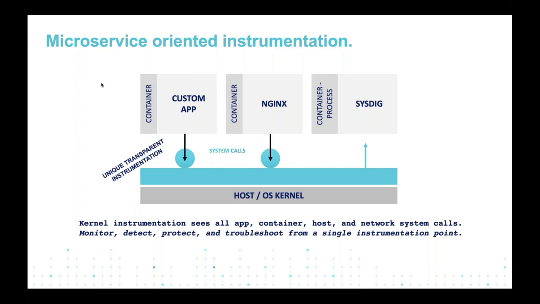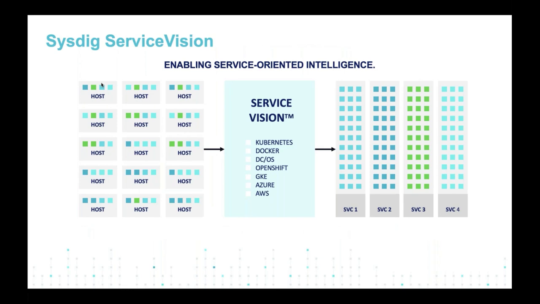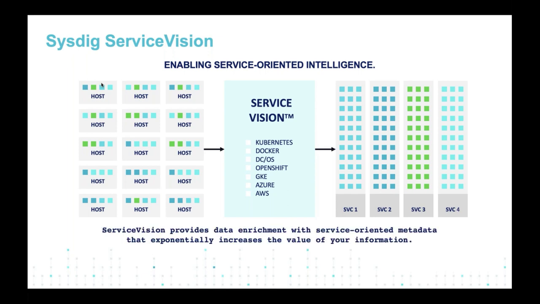And we can monitor, detect, protect, and troubleshoot from a single instrumentation point, one single agent. On top of this, we enable a service-oriented intelligence capability, which allows us to pull in metadata from Kubernetes, with native integration with Kubernetes, OpenShift, and the cloud providers, to enrich all of the metrics we're getting from the system calls and give you a more service-level and logical-level view of your applications. So questions such as, what does a specific namespace in Kubernetes look like? We can give you that service vision pretty instantly through the platform.